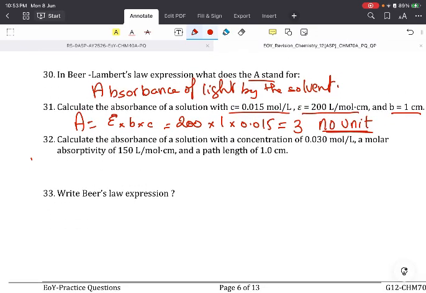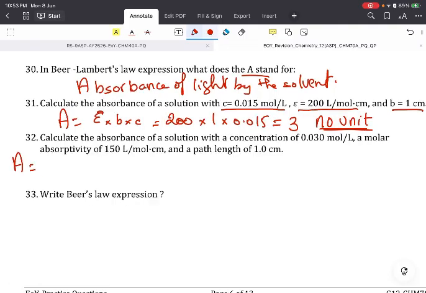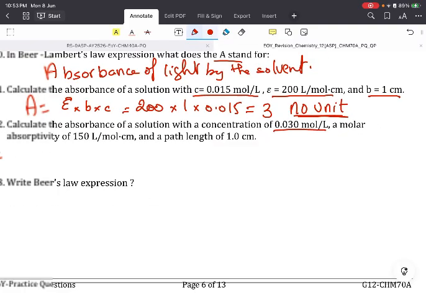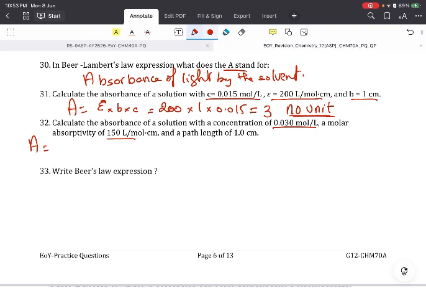Calculate the absorbance of a solution. Again, we need to calculate the absorbance of a solution with a concentration of 0.03, molar absorptivity 150, and the path length is 1 centimeter. So it's 0.30 times 150 times 1. And the answer is 4.3. Again, absorbance has no unit.